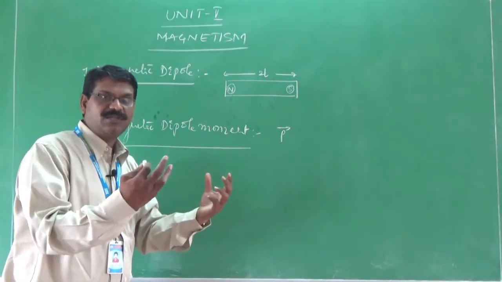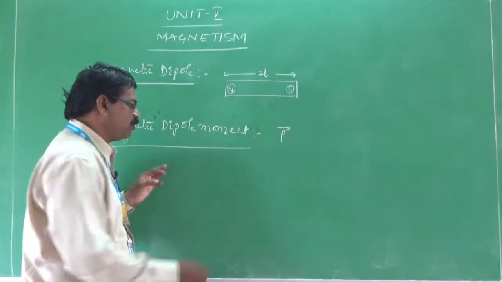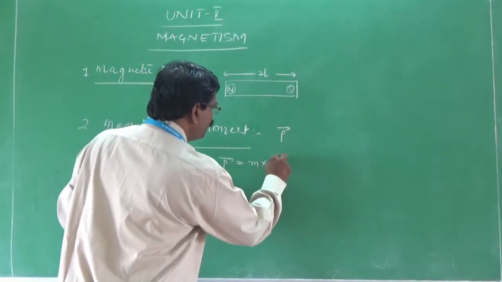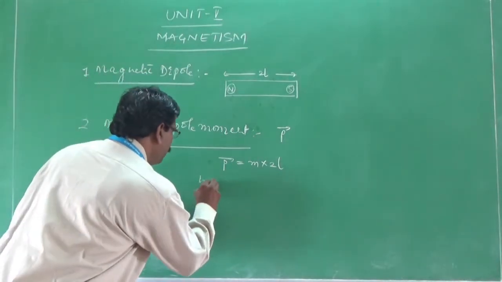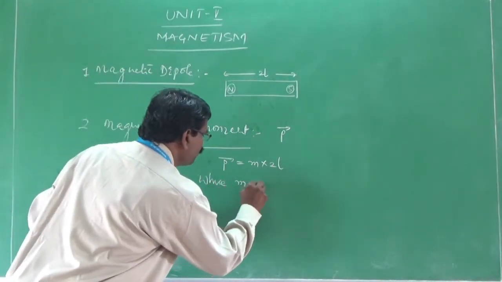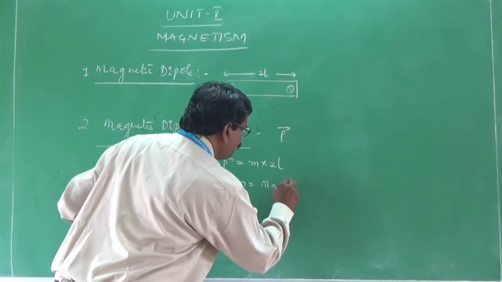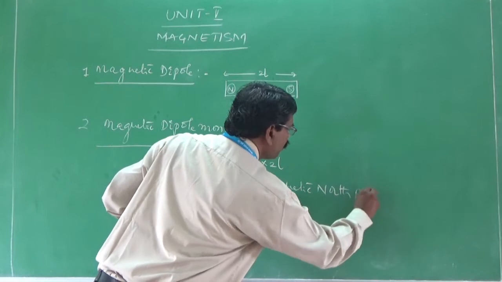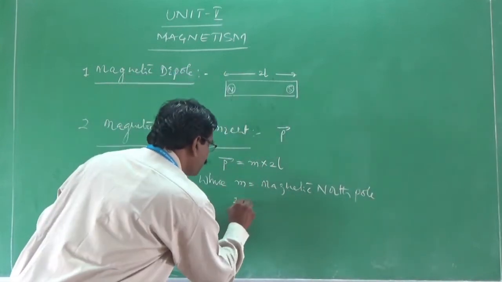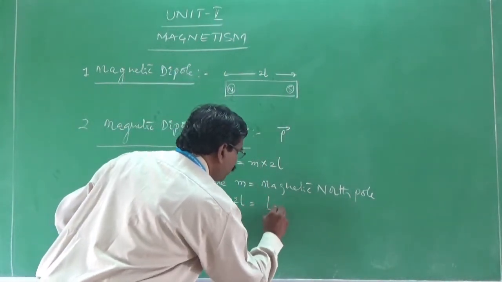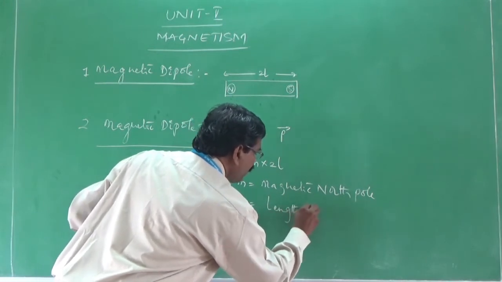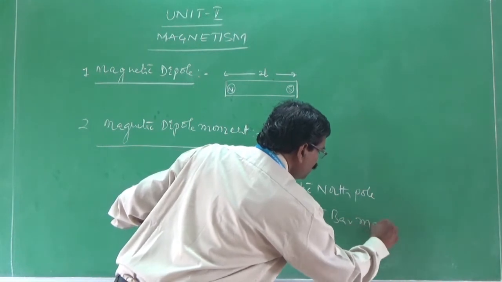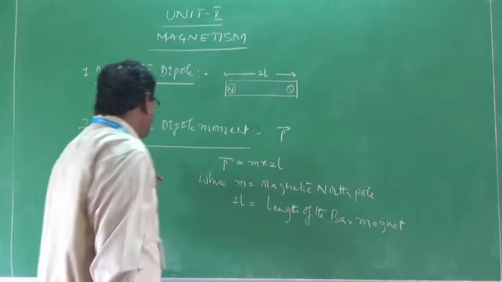So, in mathematical notation, how do we define the magnetic dipole moment? My magnetic dipole moment P bar is equal to m into 2L, where m is the magnetic north pole strength and 2L is the length of the bar magnet. This is what is known as the magnetic dipole moment.